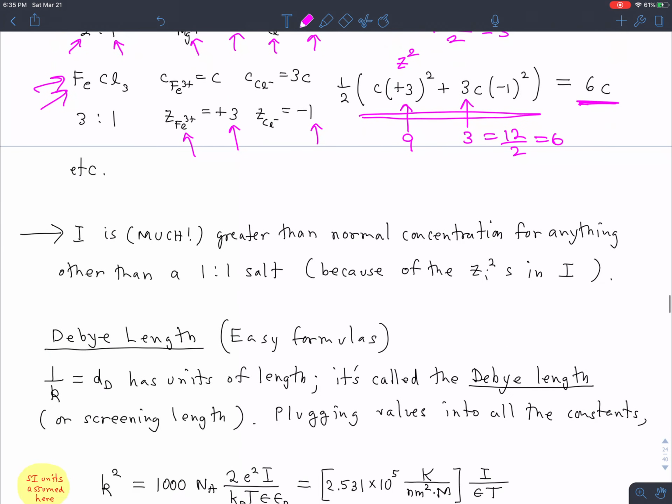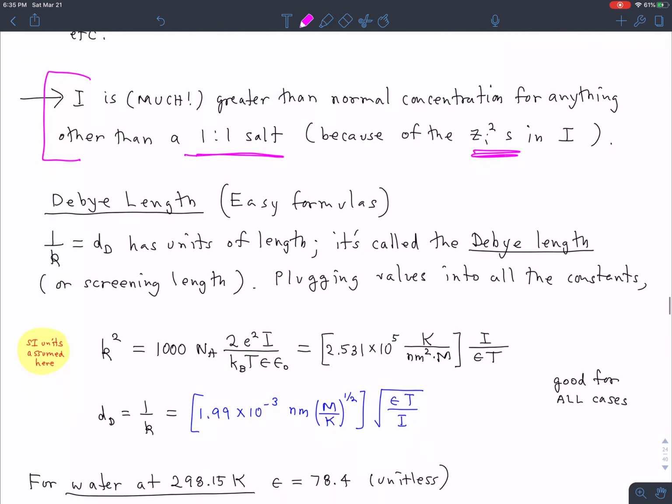All right, so bottom line, I is much greater than the normal concentration for anything other than a 1-to-1 salt. Again, it's because of those Z squares that appear in the definition of I.